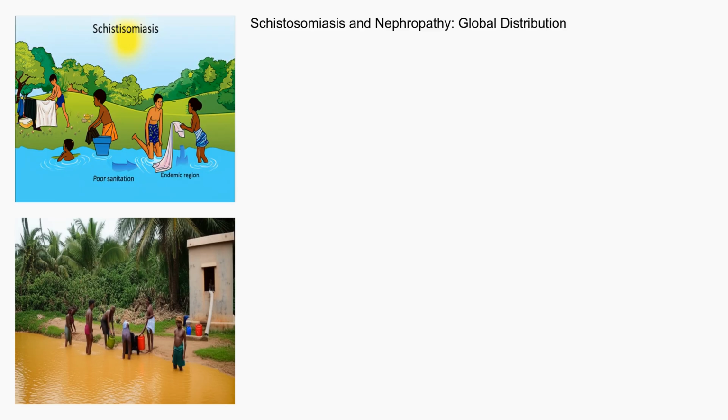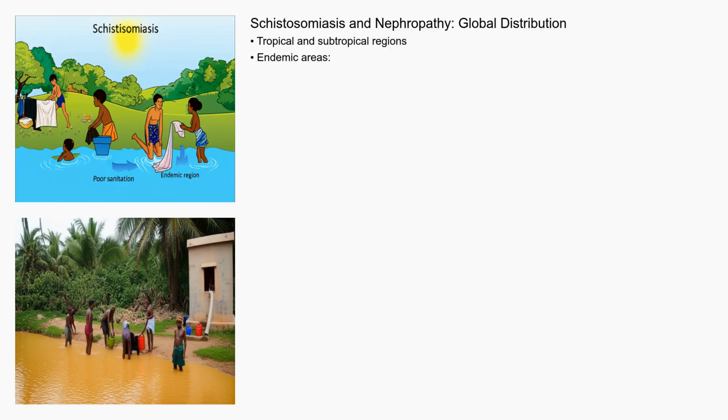Schistosomiasis, and consequently schistosomiasis-associated nephropathy, is primarily found in tropical and subtropical regions of the world. The disease is endemic to many countries in sub-Saharan Africa, parts of South America, the Middle East, and Southeast Asia. The prevalence of schistosomiasis-associated nephropathy mirrors the distribution of the underlying schistosomiasis infection.